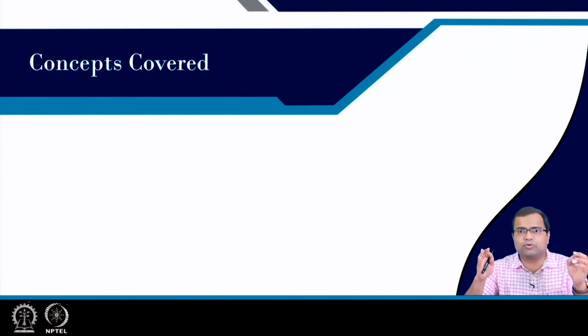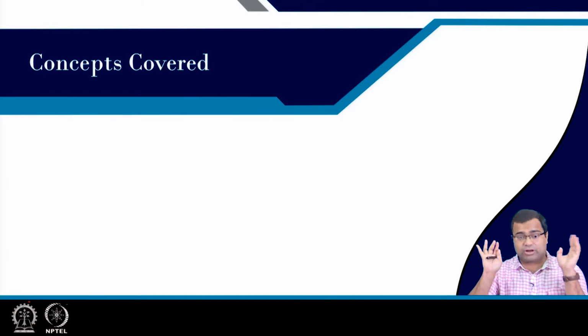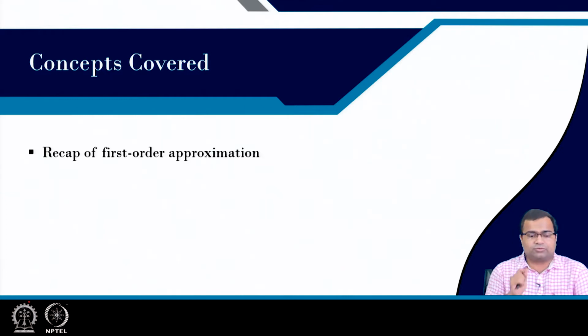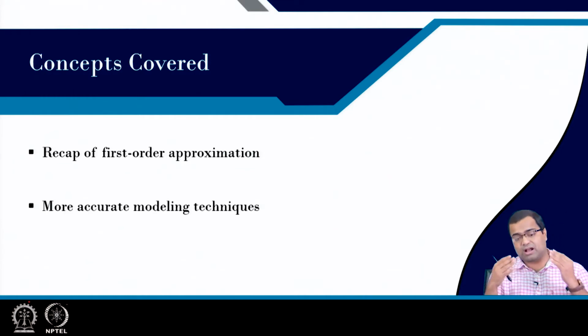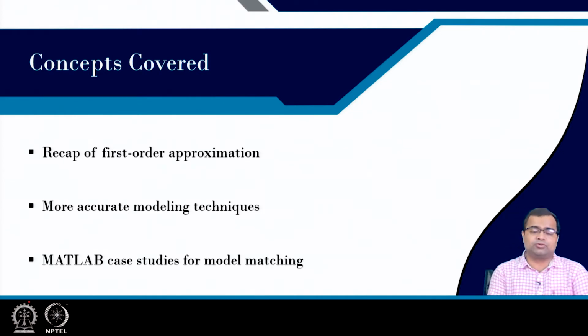We took current mode control and used a very basic first order model, derived the equivalent circuit, and then derived the various transfer functions. Today in this lecture we want to first recap what we learned in the first order approximate model, and then come up with a more accurate model. What are the other modeling techniques, where are the sources of inaccuracy and how can we improve it, and finally we want to show some MATLAB case study with some model matching under current mode control.